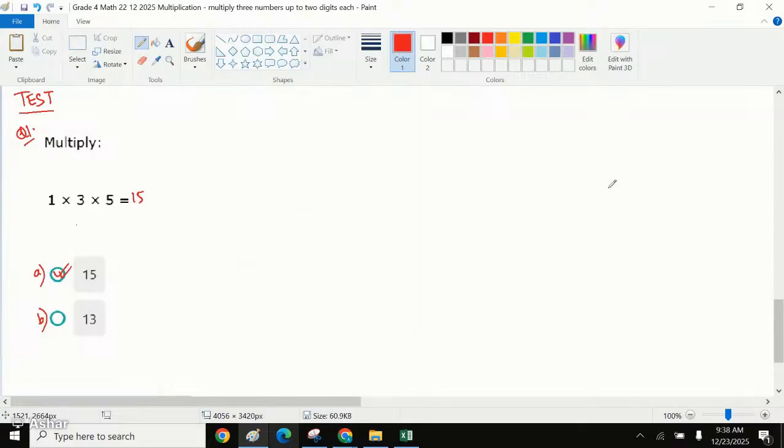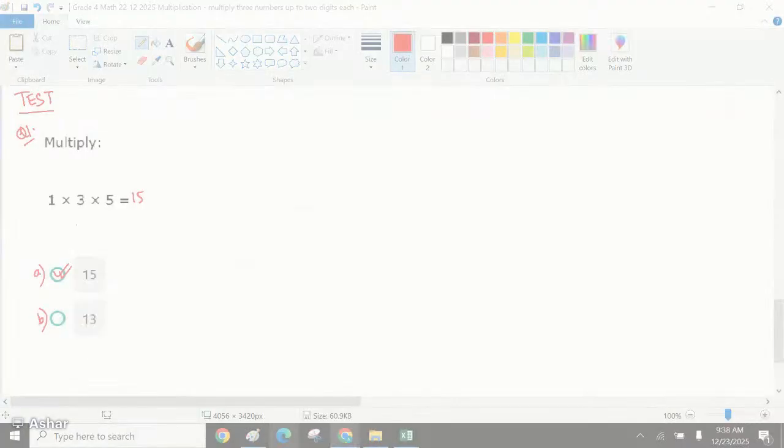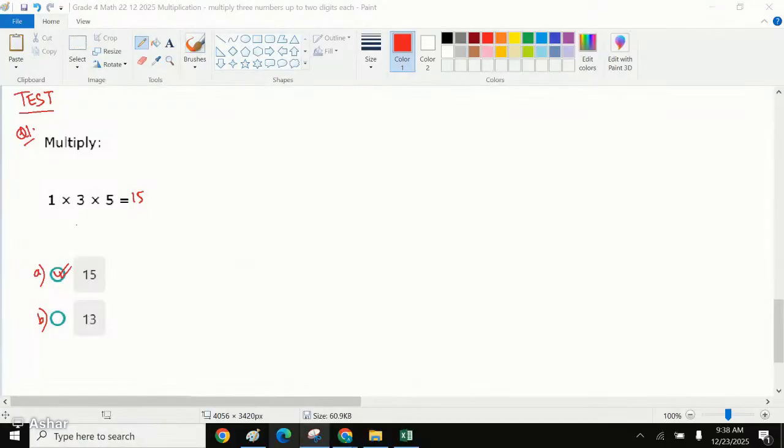Let's go to the next question. Let's see what the answer is. We have to click on the 15. There's just 20 small questions. Please do complete these questions at home. And the maximum number we'll try to cover right now. Let's do question number 2.